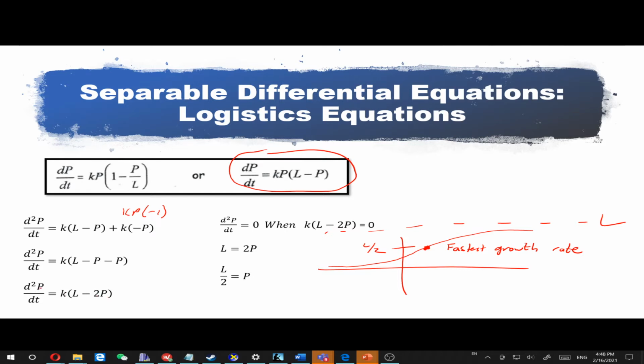So if we set the second derivative equal to 0 to figure out when the fastest growth rate is going to be, then this will equal 0 if I divide by k whenever L is equal to 2P. And if I divide by 2 on both sides, then my P would be equal to L over 2 at the point where our second derivative is 0.